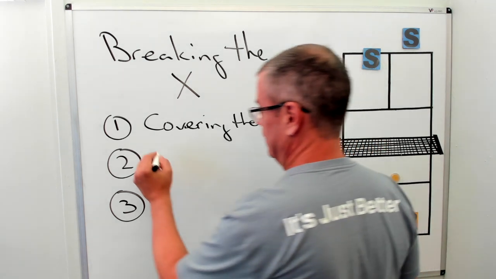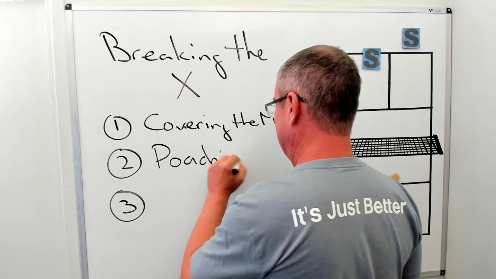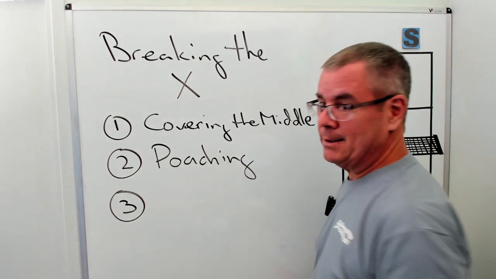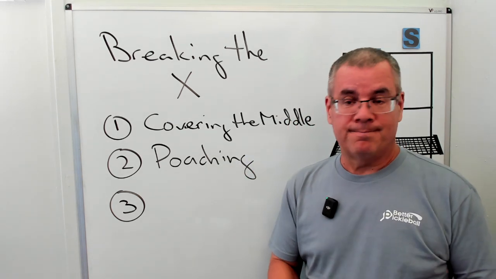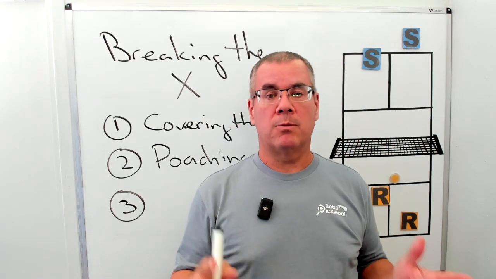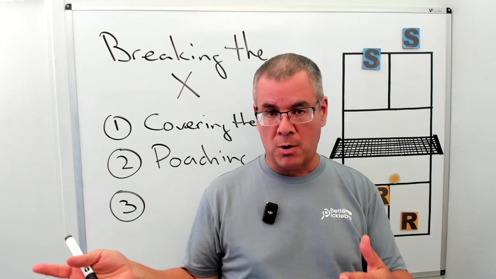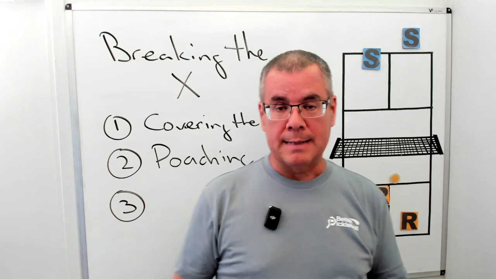The second one, it's a dirty word. A lot of players don't like even the word. I put the word up here and I cringe at writing it because a lot of players hate this word. But poaching, folks, perfectly fine part of the sport. If you have a situation where you can poach and do something more aggressive with the ball than your partner can, it's a perfectly good time to break the X.